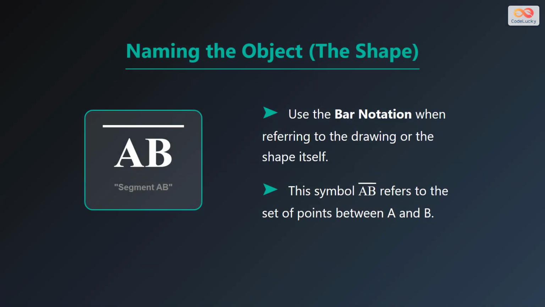When you want to refer to the actual shape or the drawing itself, you use the bar notation. You write the two endpoints, A and B, and place a straight horizontal bar over them. We read this as segment AB. This symbol represents the set of points.